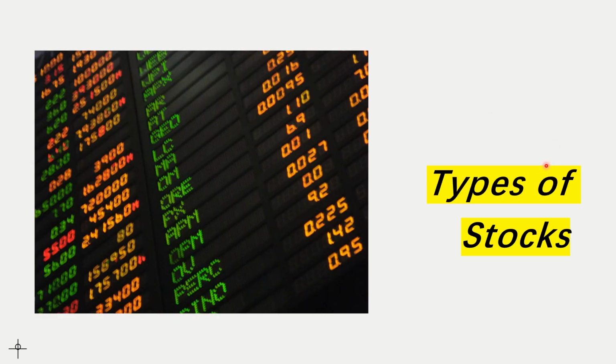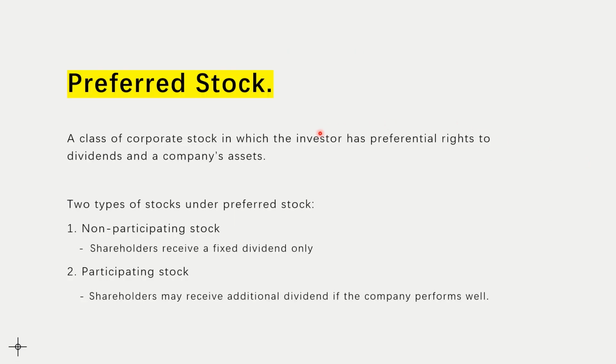So let us look at the types of stocks. Number one, we have the preferred stock. It is a class of corporate stock in which the investor has preferential rights to the dividends and a company's assets. Two types of stocks under preferred stock. Number one, we have the non-participating stock, wherein shareholders receive a fixed dividend only, while in participating stock, shareholders may actually receive an additional dividend if the company performs well.